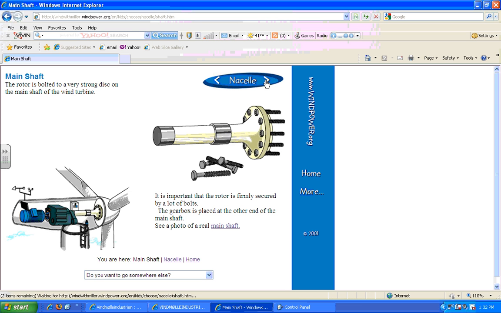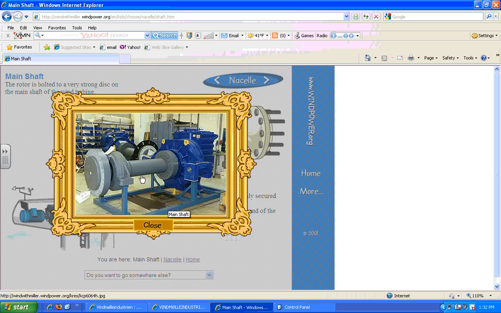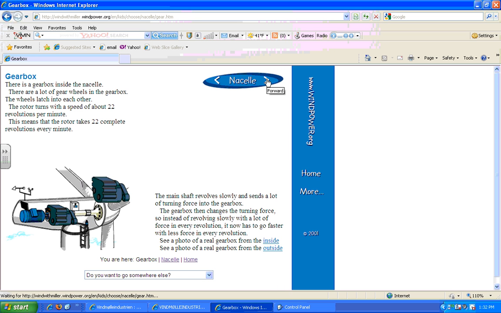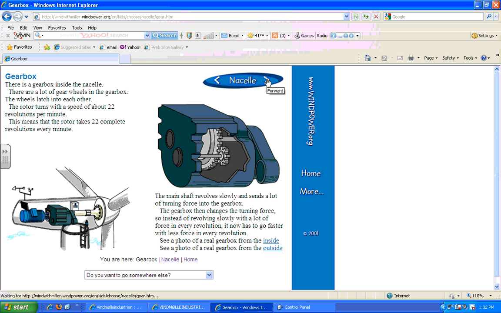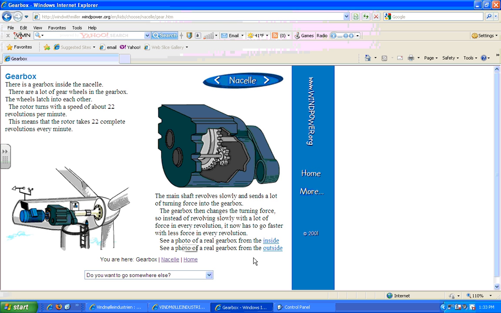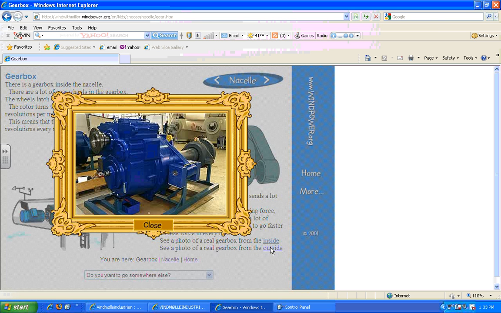This describes the main shaft. It actually gives you a link to an actual main shaft. Of course, this is connected to the transmission. This would be connected to the rotor, blades, and so forth. And next we have the gearbox. And this gives you a nice graphic view of that. And it gives you a picture of the inside of a gearbox. And of course, the outside of the gearbox.